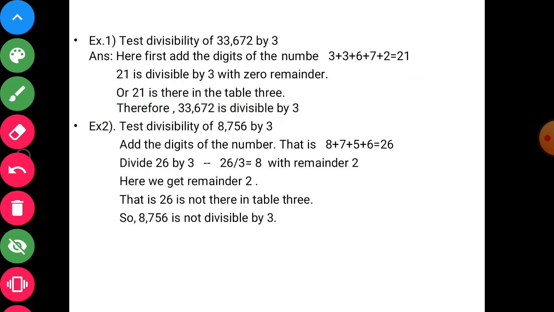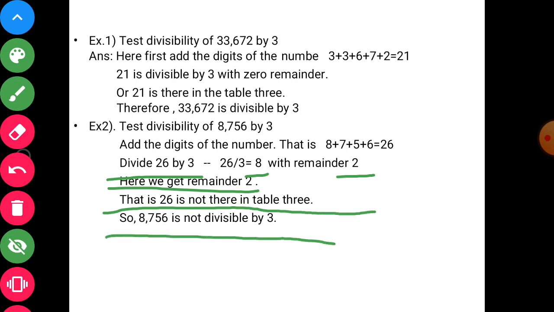Example 2. Test the divisibility of 8,756 by 3. Once again, what do you have to do? Add the digits of the number, that is 8 plus 7 plus 5 plus 6. How much will you get? 26. Is 26 in table 3? No. Divide 26 by 3. What will you get? You will get quotient 8 with remainder 2. If you get a remainder, that number is not divisible by 3. So here we get remainder 2, that is, 26 is not there in the table of 3. So 8,756 is not divisible by 3. Like that you have to write.